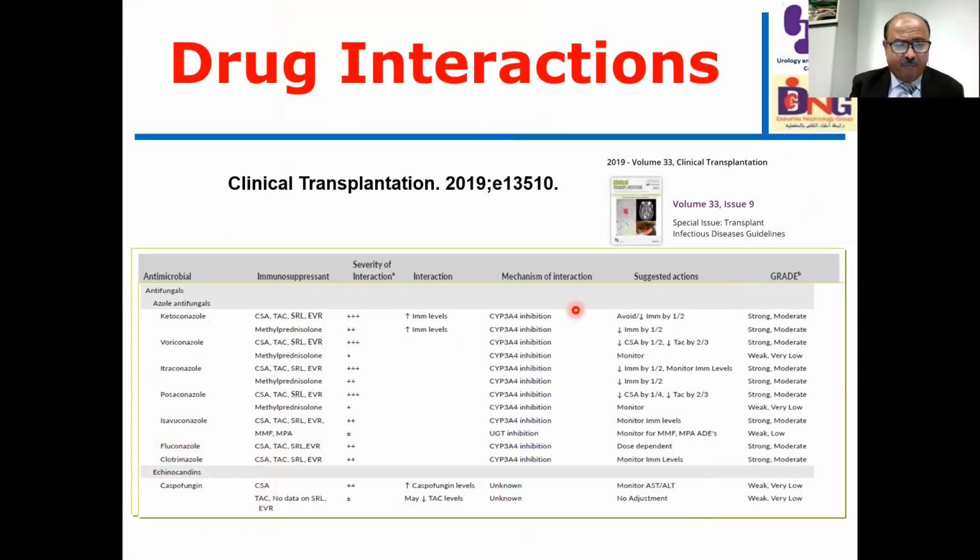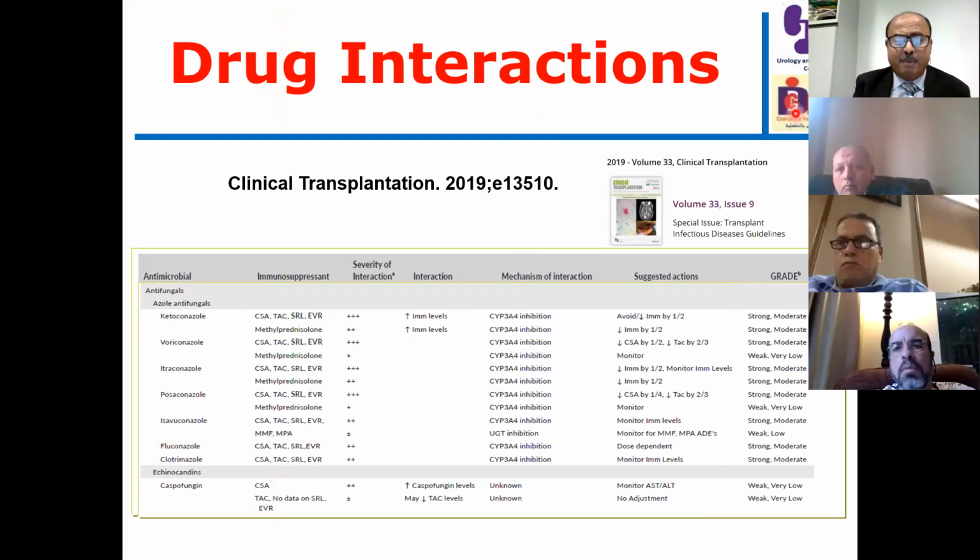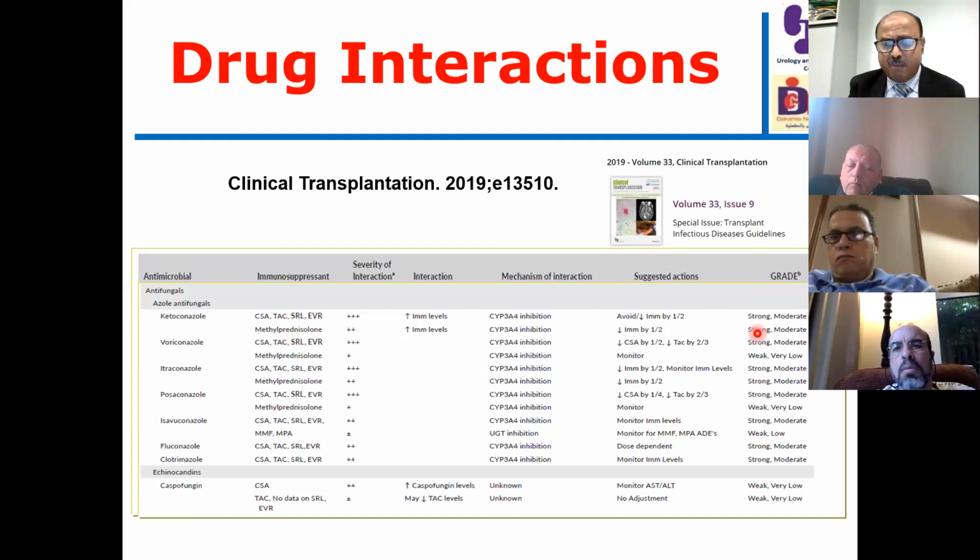For antifungals, ketoconazole is a strong enzyme inhibitor of the metabolism of cyclosporin, tacrolimus, sirolimus, and everolimus. So we should be careful when we use this drug. Here from the American Society of Transplantation, it is a strong interaction, and they recommend to avoid it or to reduce the immune suppressive by 50% and to follow the level carefully.